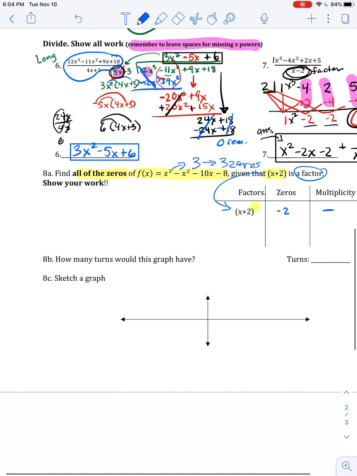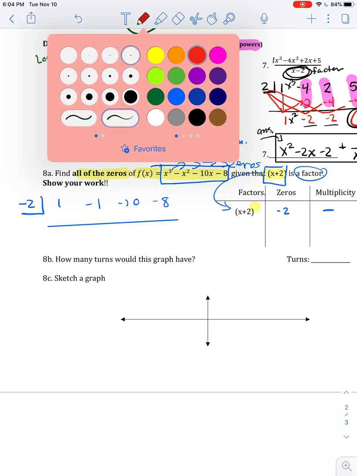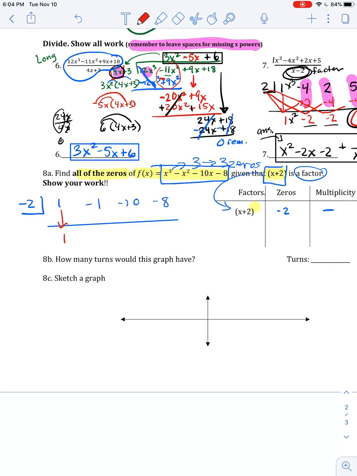Thankfully, x plus 2 is plain, and I can use synthetic division to help me find the other factors and zeros. Being careful because this gave me a factor, I actually have to put the 0 in the box. So the negative 2 goes here. Now I'm going to watch this for missing powers of x. I have 1x cubed, negative 1x squared, negative 10 x's, and then negative 8. So no missing powers of x. So that's kind of nice. So I'm going to go ahead and do my synthetic division.